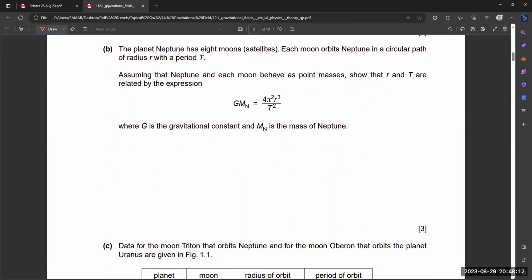And in part B, the planet Neptune has 8 moons. It means satellites. And each moon orbits Neptune in a circular path of radius r and time T. And the equation is already given, right? So this time the equation is already given. And G is the gravitational constant and MN is the mass of Neptune. So what you need to do is assume that Neptune and each moon behave as a point mass, and show that R and T are related by this expression. So you need to derive the equation till this point.